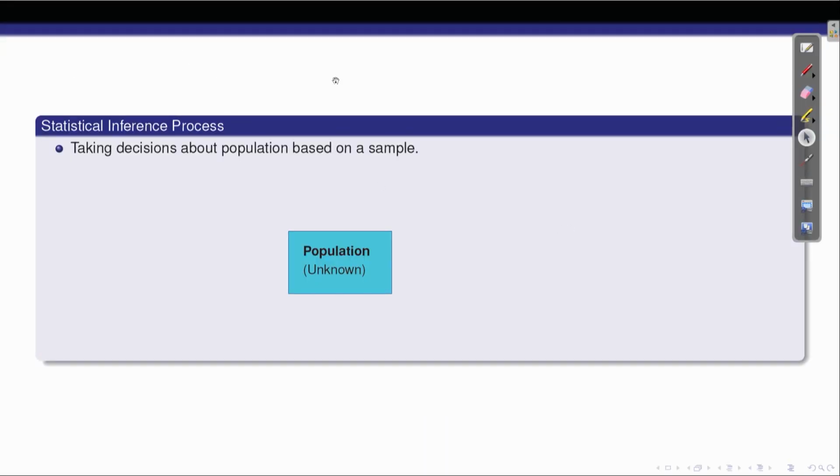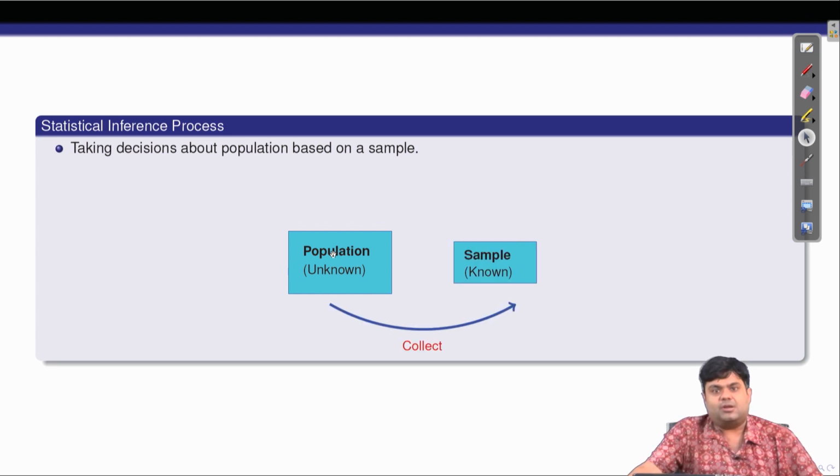Statistical inference generally, as we saw repeatedly, is of two kinds. But statistical inference itself is basically about taking decisions about a population based on a sample. Population is unknown, sample is known. You collect a sample out of the population and you derive a decision about the population based on that sample. This is the framework of statistical inference.